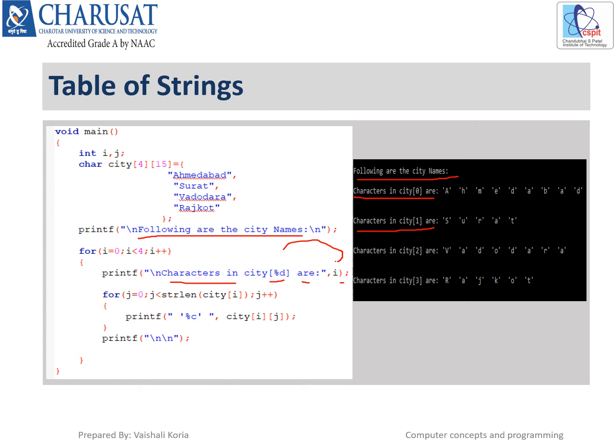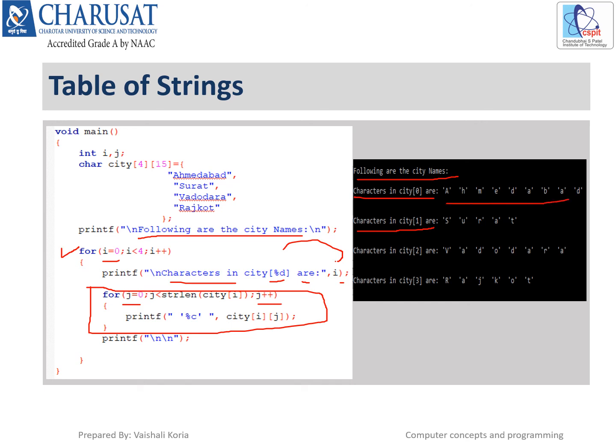So for the characters we have to again take a for loop. Here we have to use the concept of the inner for loop. This for loop is for accessing one city name, and this inner for loop is used to access the individual characters from that city name. Here i equal to 0 means we are just talking about the first city name, Ahmedabad. This inner for loop will execute from j equal to 0, and it will be incremented every time, but how many times should it be executed?